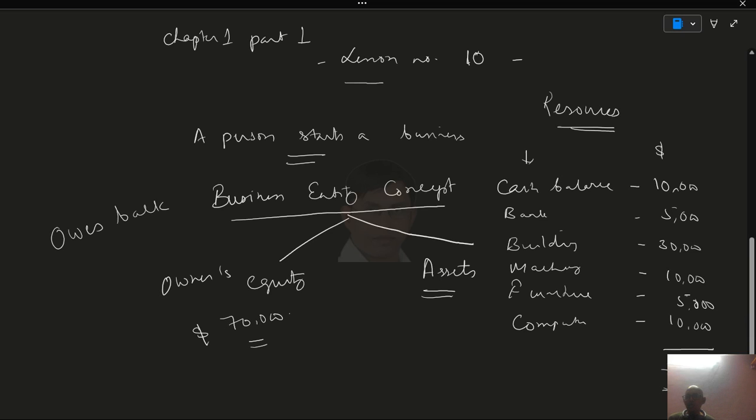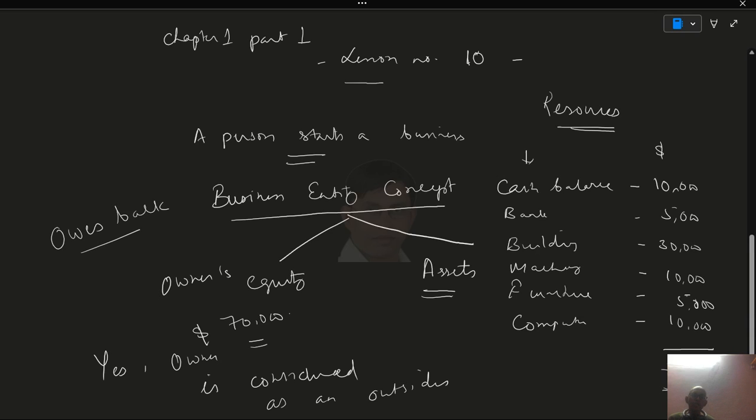So in that sense, should we consider that owner is an outsider? Yes. Owner is considered as an outsider. So that is why the concept of capital, owner's equity will come into picture. So whatever money the business owner puts into the business is referred to as capital.